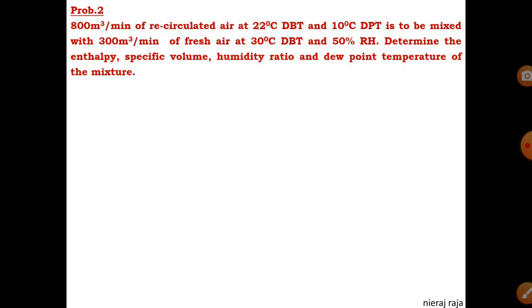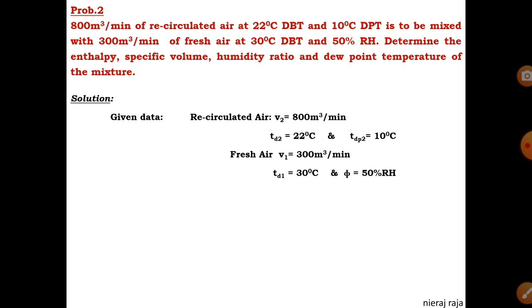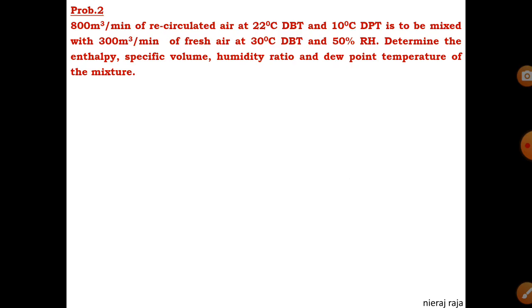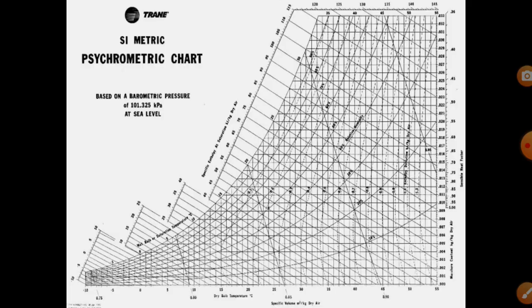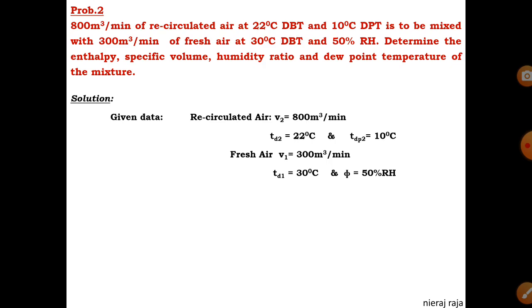Determine the enthalpy, specific volume, humidity ratio and dew point temperature of the mixture. Their mixture, we will have to take it and find out these values. Recirculated air, volume is 800 meter cube, TD2 22 degrees Celsius, TDP2 10 degrees Celsius, and for fresh air V1, TD1 and 50% RH. Now we will again locate the values.